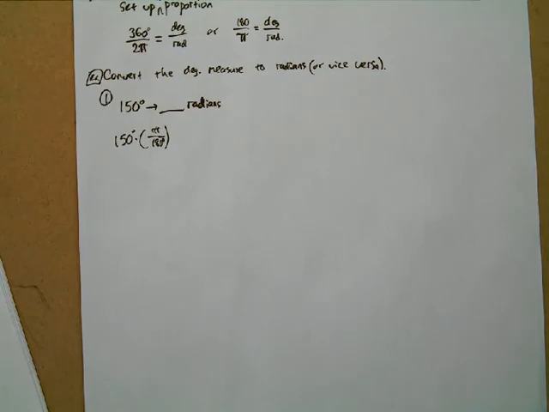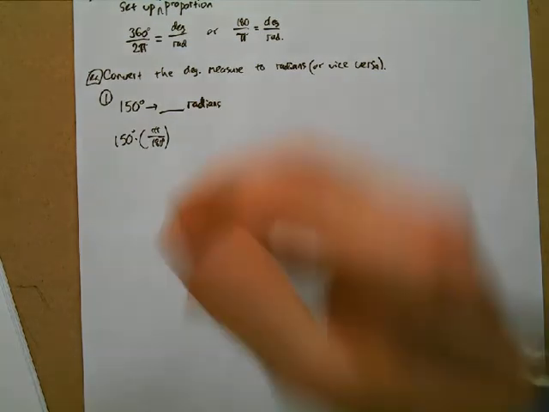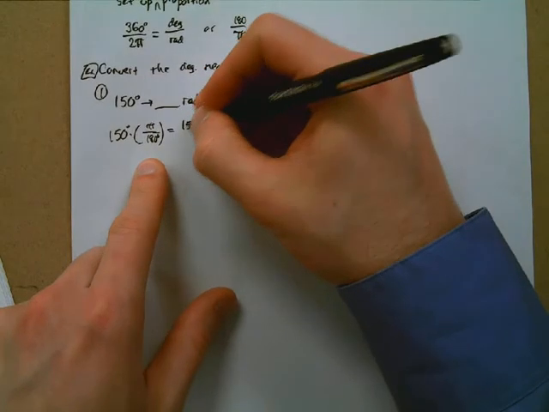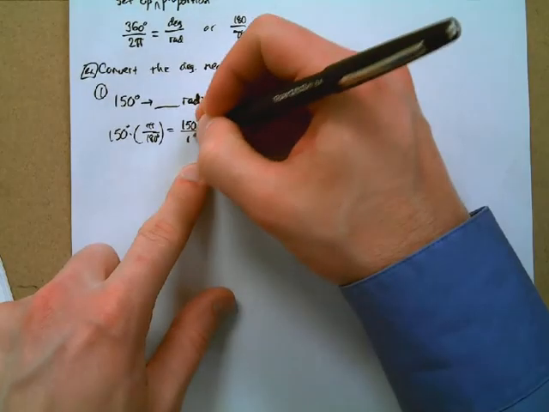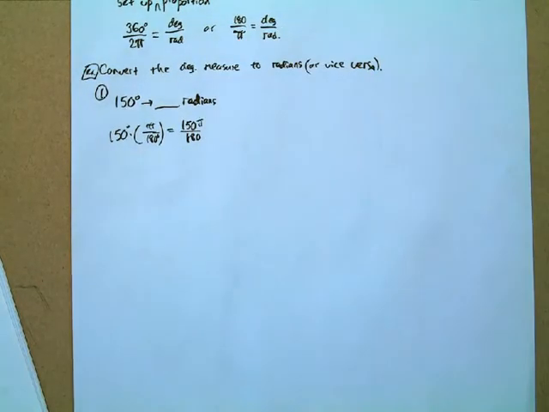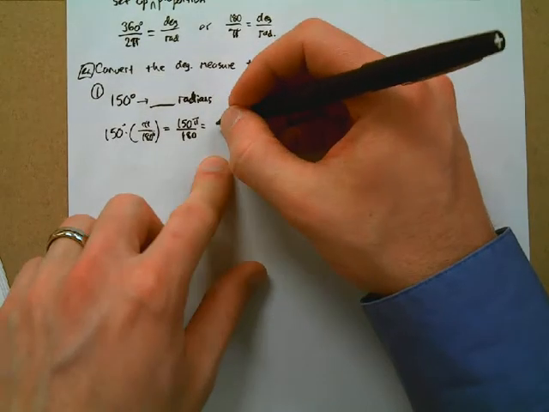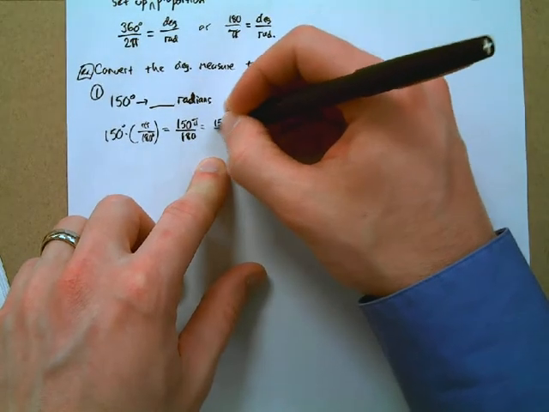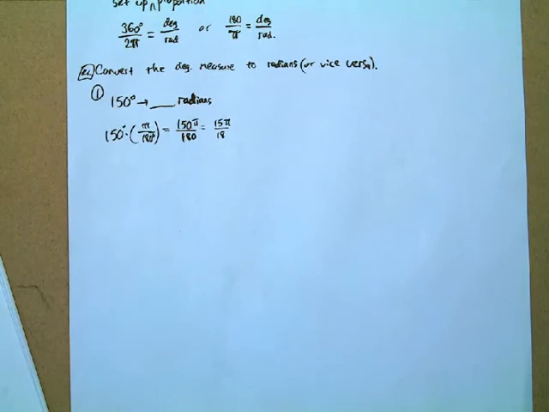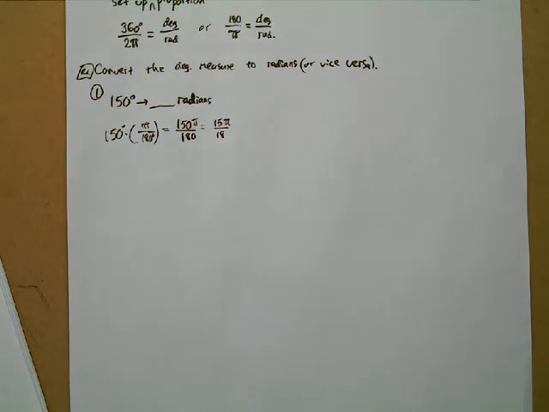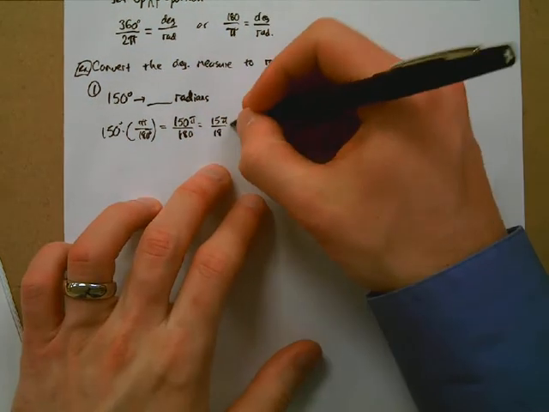Or you could use a proportion. In the proportion idea, I'd say let's use 180 degrees, which matches up to pi. And then that will equal, well, in my proportion here I did degrees over radians, so I have to do degrees over radians on the other side too. The degree measure, I know that. It's 150 degrees. The radian measure, I don't know. I'll just call that x.